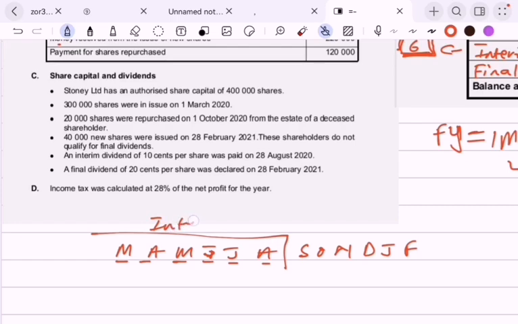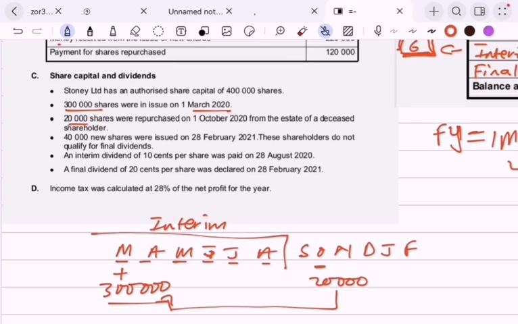On top there, you want to write your interim. Then you go check what was happening. 300,000 on first March. So automatically, these 300,000 which were issued at the beginning are going to qualify for interim. 20,000 were repurchased. But don't forget, when they got repurchased in October, these 20,000 shares existed this side. So already they are included there, right? Don't try to minus them because they still existed for the whole 6 month period. So be careful with that one. It can be quite tricky sometimes.